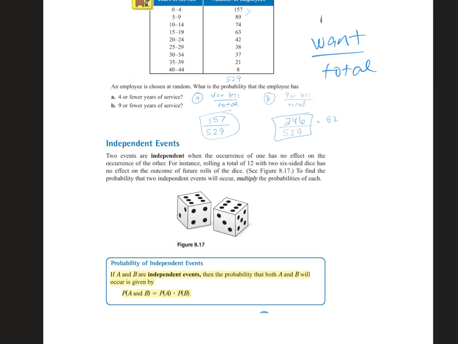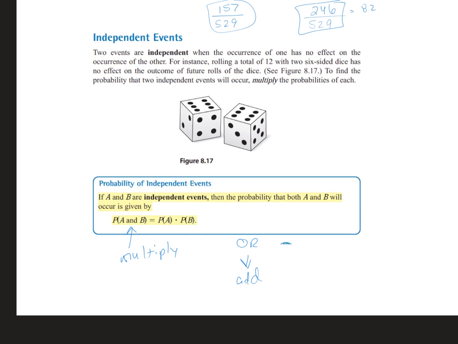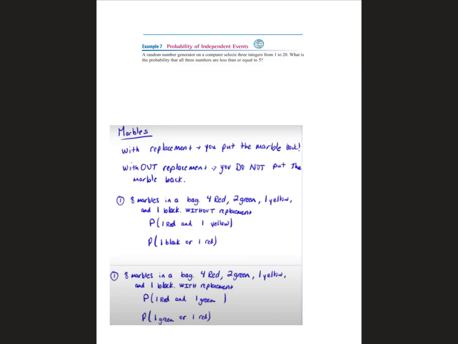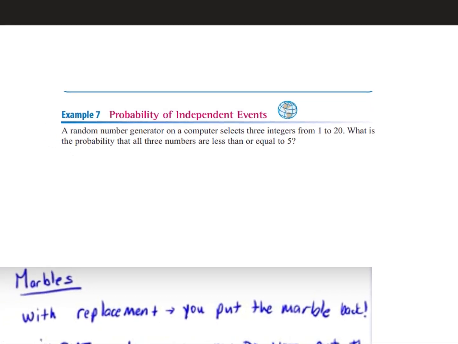All right, independent versus dependent. Guys, what does the word and mean? And means to multiply. What does the word or mean to do? Add. That's going to be super duper important information. You're going to talk about rolling dice. You're going to talk about pulling marbles out of a bag, all that good stuff. A random number generator on a computer selects 3 integers from 1 to 20. What's the probability that all 3 numbers are less than or equal to 5?